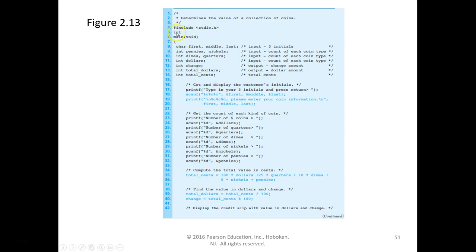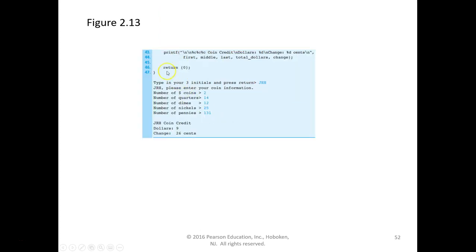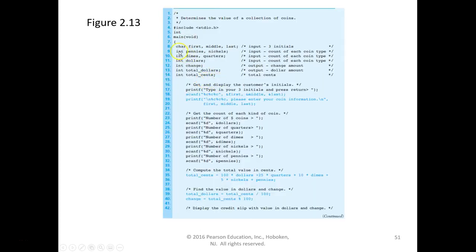And then you have your return type, which is int, because your return is 0 here. And then this is how you define your variables, because you have to define them before using them. That's what I told you. So you got two variables here as character type, and then you have penny, nickel, dime, quarter, dollar, change, total dollars. Those are integers, okay? So you define them here and you comment. That's what the comment is here.